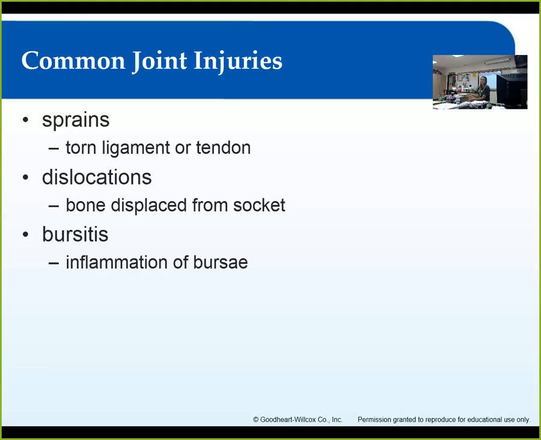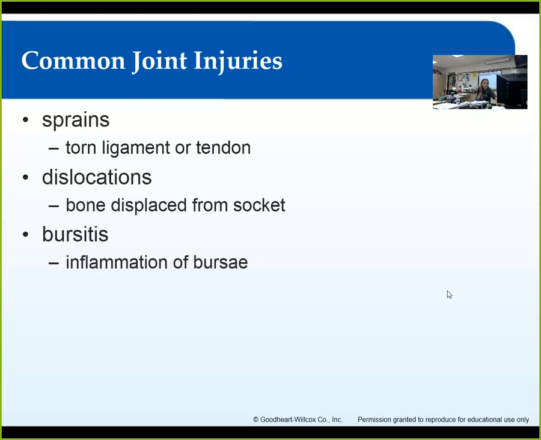The other thing with the dislocation is usually you see a deformity, pain, swelling. Obviously, they can't move it like normal. Bursitis is an inflammation of the bursa, which remember are those little bitty capsules that hold fluid that help prevent friction. So over time, this is another overuse injury. Those bursa can get irritated from too much friction.